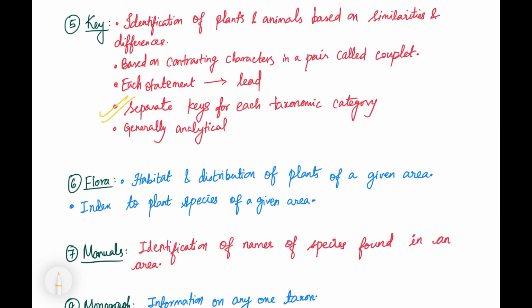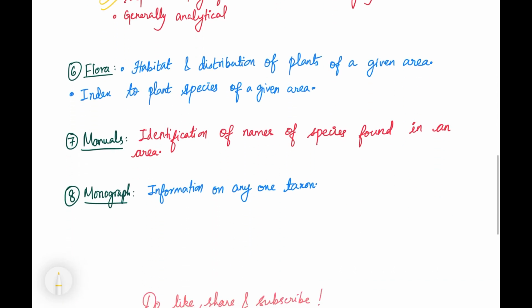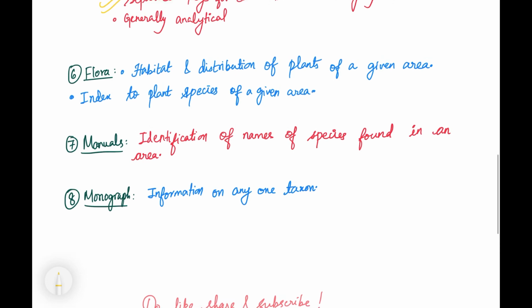and each statement is called a lead. One more thing you have to note, which is very important, is there are separate keys for separate taxonomic categories. For kingdom, phylum, class, order, family, genus, species, these are all separate taxonomic categories, and for each taxonomic category there is a different key. Okay, and keys are generally analytical in nature. You're doing an analysis kind of thing.